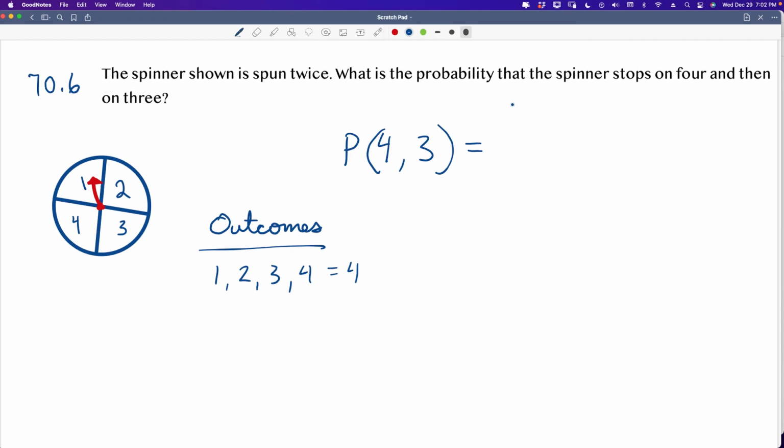First of all, for it to land on 4, that's 1 out of 4, right? 4 is only in here one time. And now to spin the 3, there's only 1 3, right? So that's still 1 out of 4 possible outcomes. So we multiply that together. Sorry, that goes up there. So we multiply and we get 1, and 4 times 4 is 16. So our probability that we'll spin a 4 and then spin a 3 is 1 out of 16.